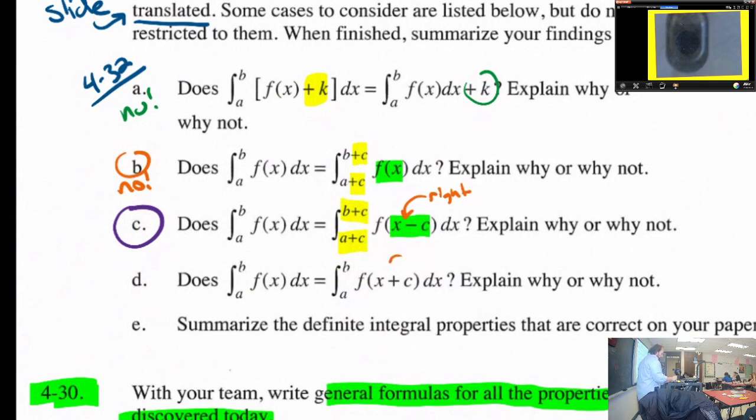Similarly, in question D, this is to the left, so we'll talk about that in a minute. So doing x minus c moves the function the same amount of steps to the right as you moved both of the bounds. So everything is still the same. This is a hard yes.